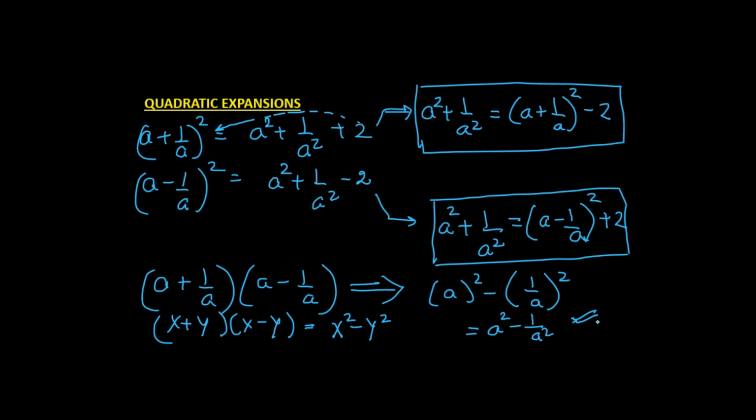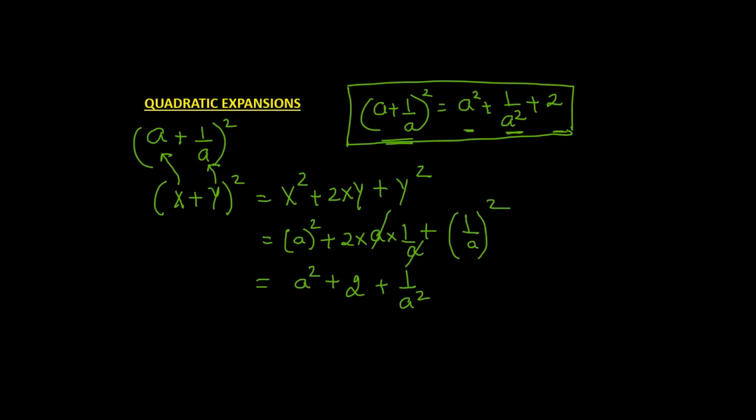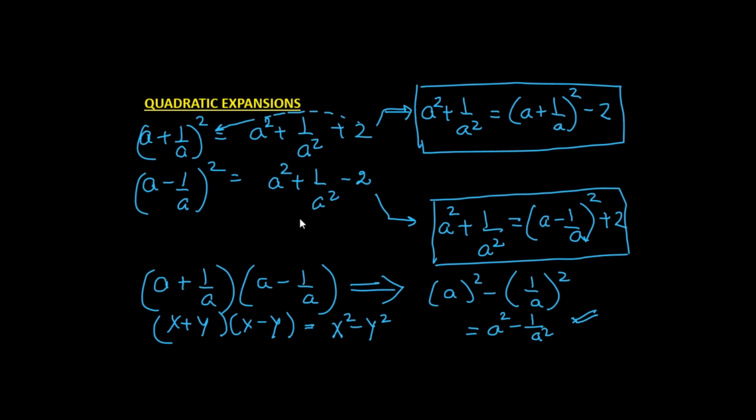I'll quickly revise all of them. We have done (a + b) whole square, which is a square plus 2ab plus b square. Then we have (a - b) whole square, which is a square minus 2ab plus b square, correct? Then we have (a + 1/a) whole square, which is a square plus 1 by a square plus 2, and (a - 1/a) whole square, which is a square plus 1 by a square minus 2. And from these two identities, we can figure out the value of a square plus 1 by a square if it is asked in our question.